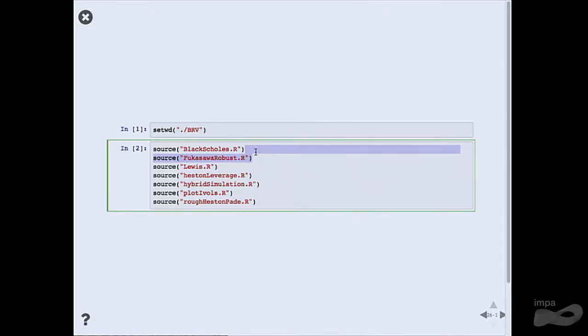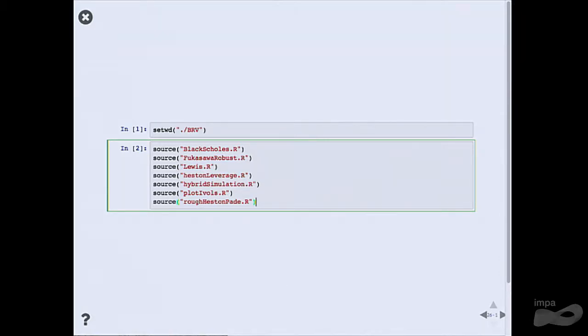There's a file called Heston Leverage. Honestly, I can't remember what that, this is leverage swap. This is the file with the simulation, hybrid simulation. So this is the one that you're probably going to be interested in playing with the most. This is a file that allows one to take implied vols in standard form and immediately plot them. And finally, this is the one for Martino. This is the one with the rough Heston Pade approximation, right? The rational approximation to the rough Heston characteristic function.